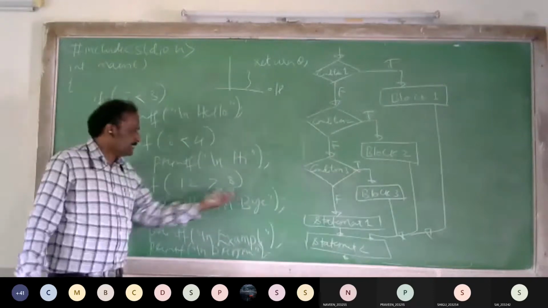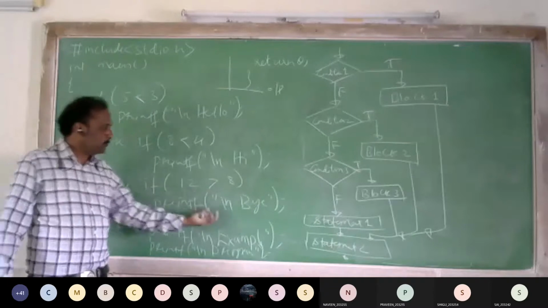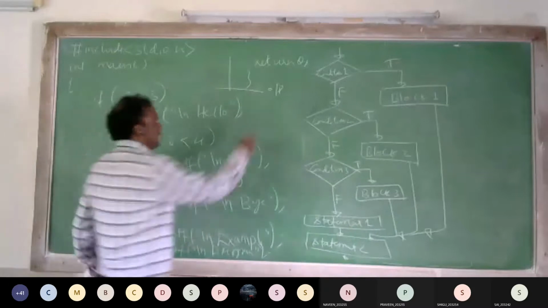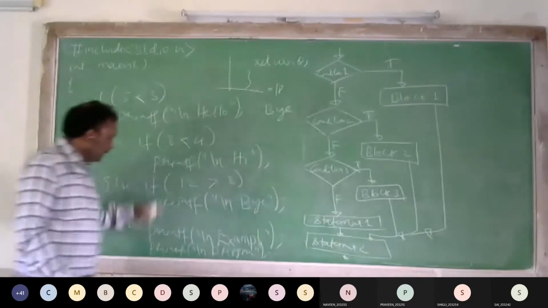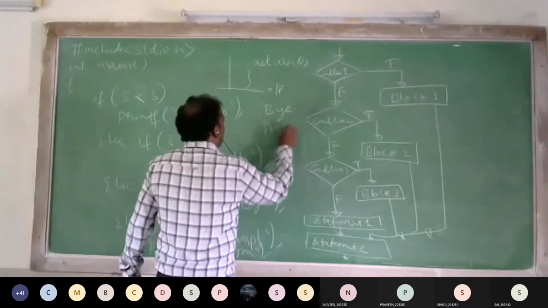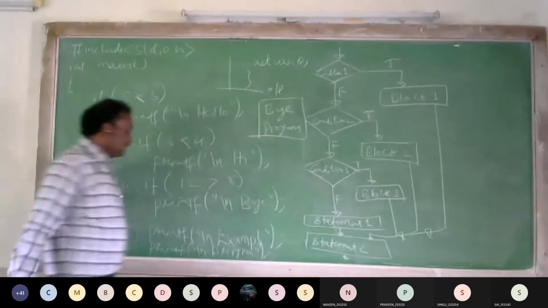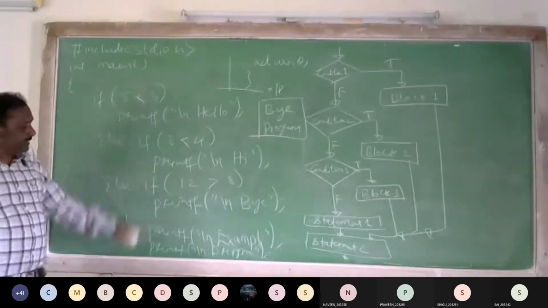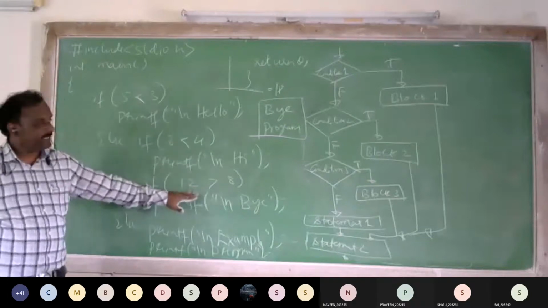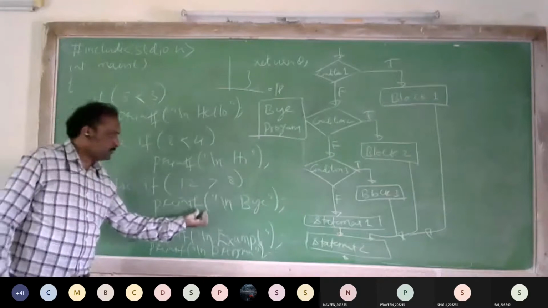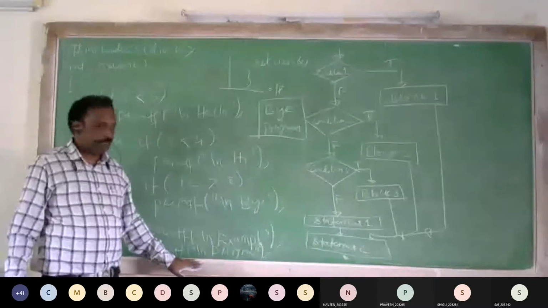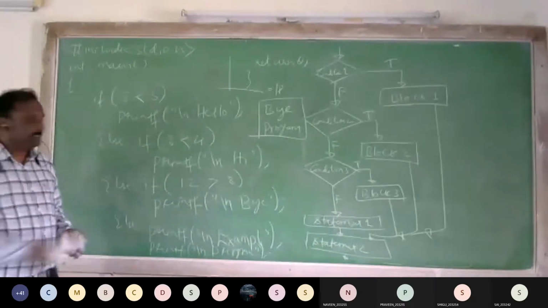Condition 3: is 12 greater than 8? True. True means block 3. Control will come here and it will execute block 3. So what is block 3? Bye. It will not execute the else part. It will execute printf program. So this is the output of this program. Condition 1 is false, condition 2 is false, then only it will test condition 3. If it is true, then block 3, and statement 2 here is program. So the output of this program is bye program.